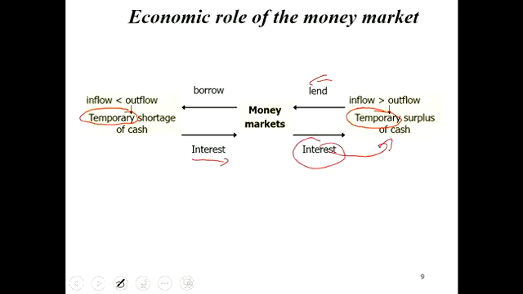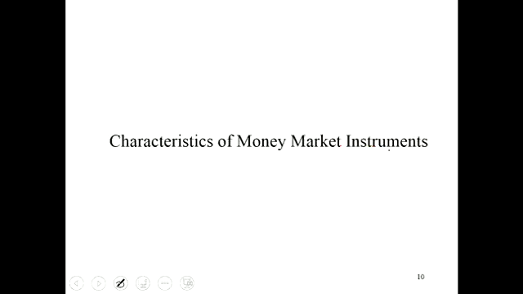So it's primarily for shifting liquidity in and out around businesses. It's not about long-term capital development or anything like that, simply management of liquidity. Any questions on that before we move to the next one?